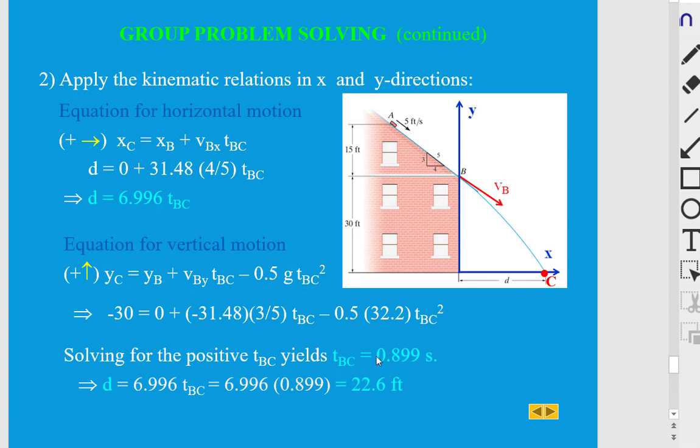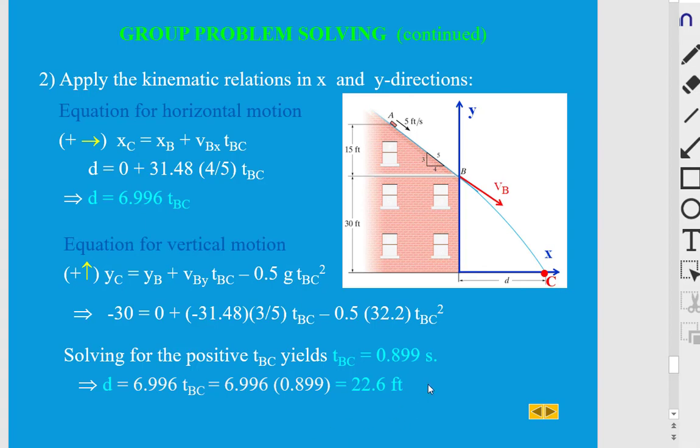You solve for tBC, which is the flight time from B to C, and that will give us 0.899 seconds. You plug this back into the horizontal motion, and that's going to calculate the distance d, which is 22.6 feet. Keep in mind that it doesn't mean we can always find all the unknowns using one method. You always have to go back and implement what you have learned in the past.